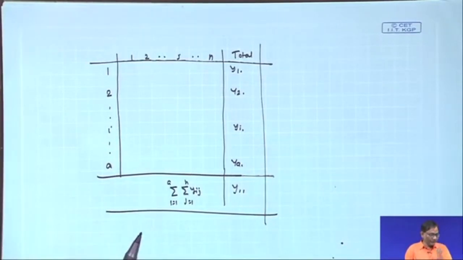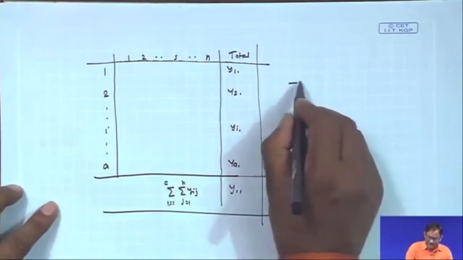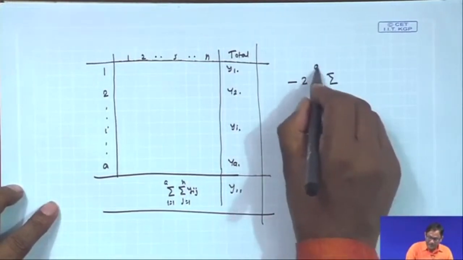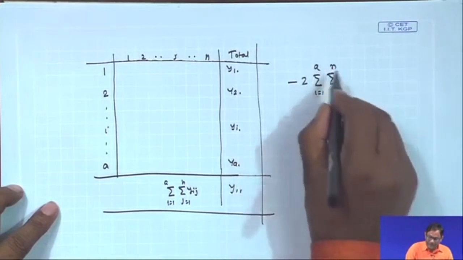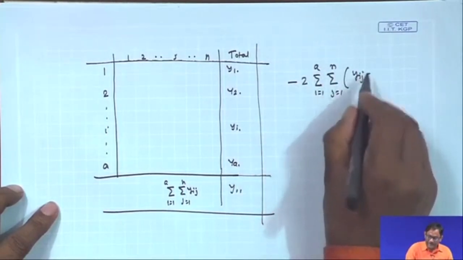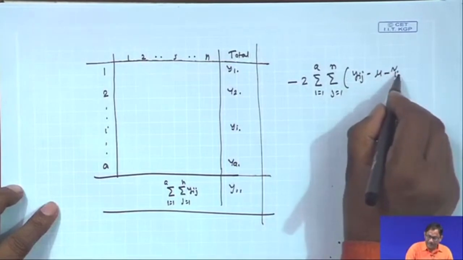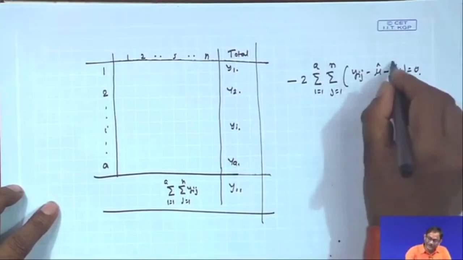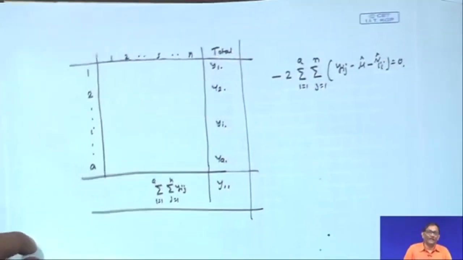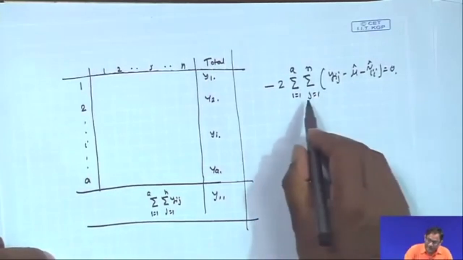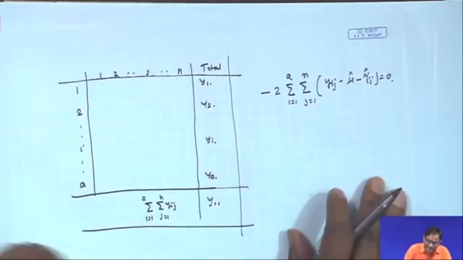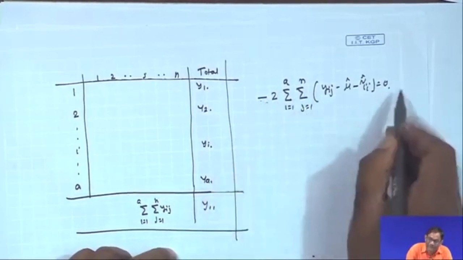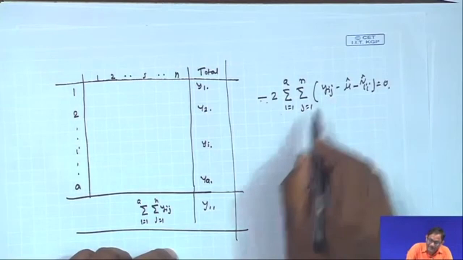Okay. So, what is our first equation? First equation is minus 2 sum over i equal to 1 to a, j equal to 1 to n, of y_ij minus mu minus tau_i equal to 0. Obviously, given that these are the estimates, mu cap and tau_i cap. So, in this equation, what I mean to say, if I remove the sum, this minus 2 will also be cancelled, then what will happen?